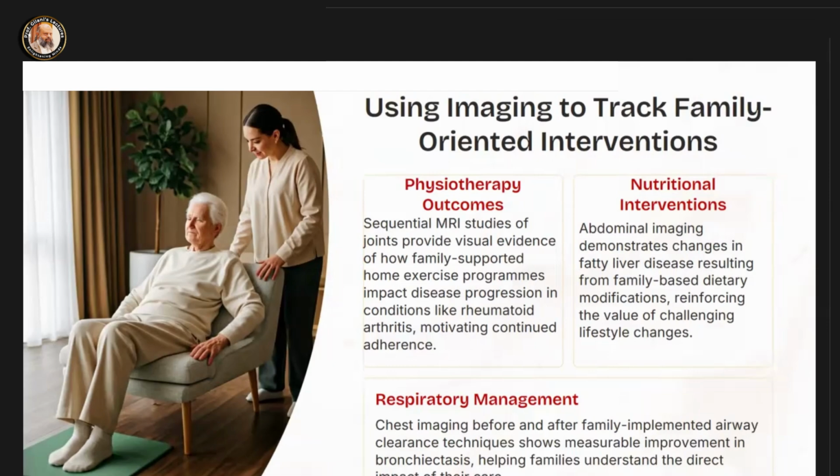Using imaging to track family-oriented interventions, we can look at physiotherapy outcomes. Sequential MRI studies of joints provide visual evidence of how family-supported home exercise programs impact disease progress in conditions like rheumatoid arthritis, motivating continued adherence. Nutritional intervention is also important, along with respiratory management.